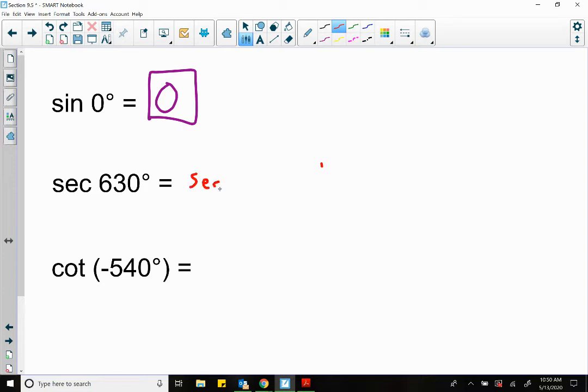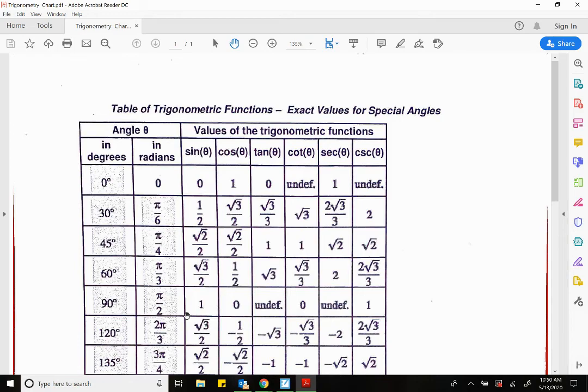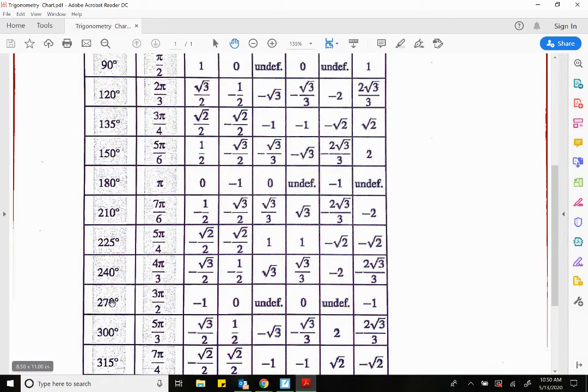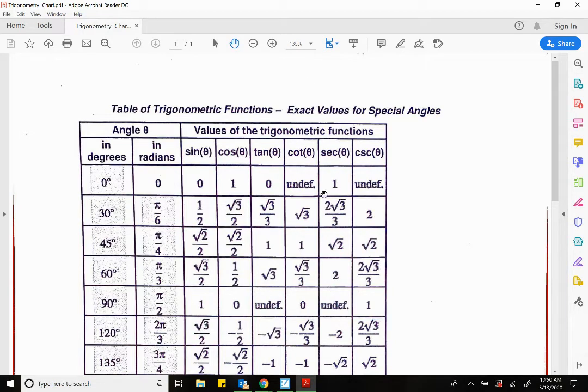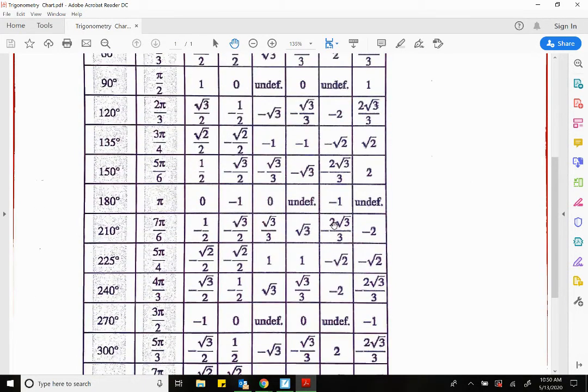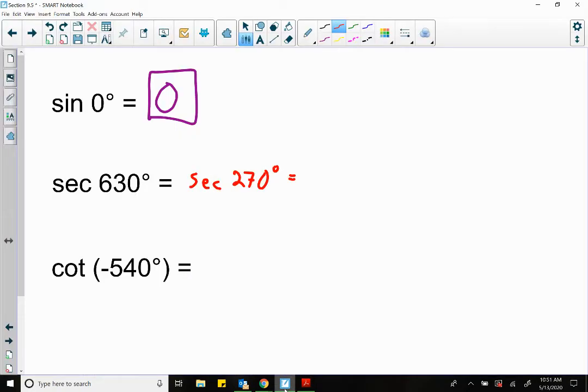So what we really want to find here is what is secant 270 degrees. This answer has the same answer as secant 630. So again, you just go to your chart. So 270, here it is. And we need secant. So that is the second to last column. So scrolling down, here's 270. Second to last column right here is secant. So the answer is undefined.